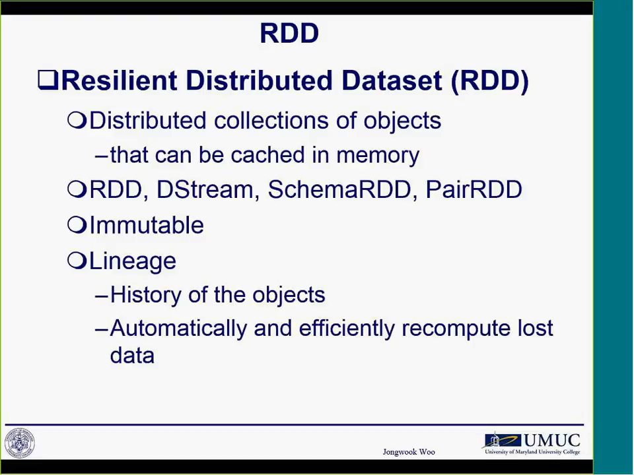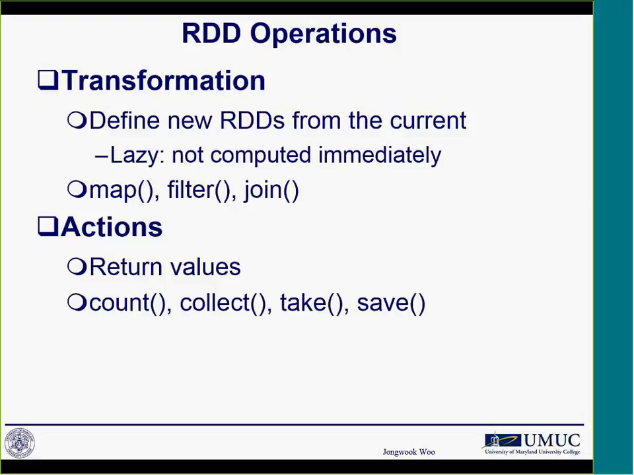Even though you lose data, you can automatically and efficiently recompute it from that lineage history. For RDD, there are two most important operations: one is the transformation, another one is the action. Transformation is to define a new RDD from the current one, such as map, filter, and join, that you could see in the assignment code. And the most important concept of transformation is actually lazy computation.